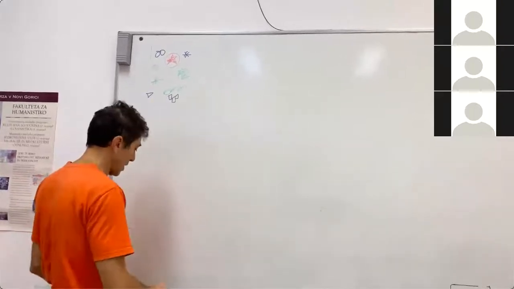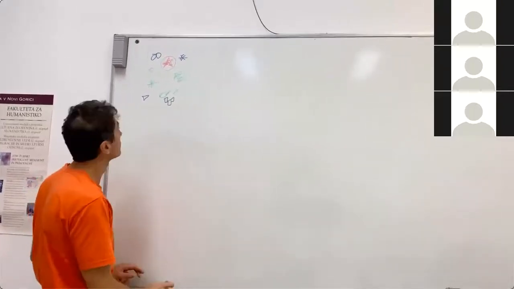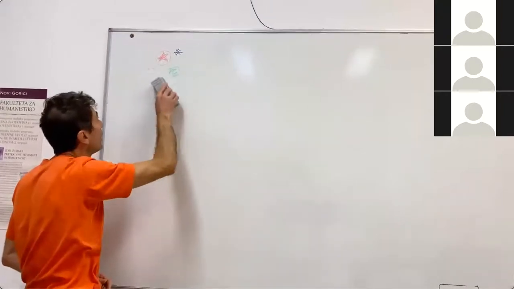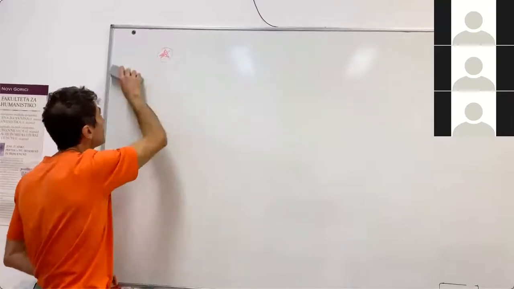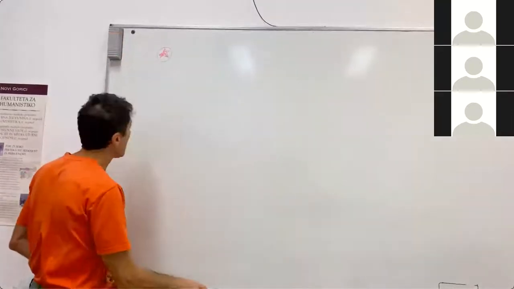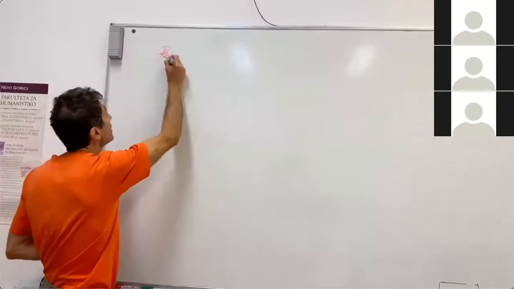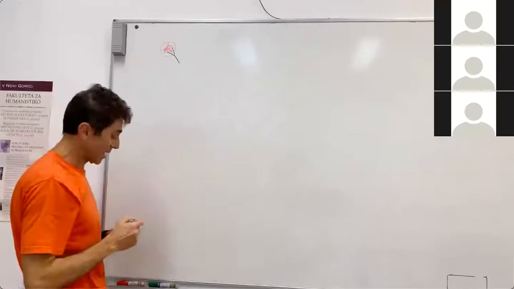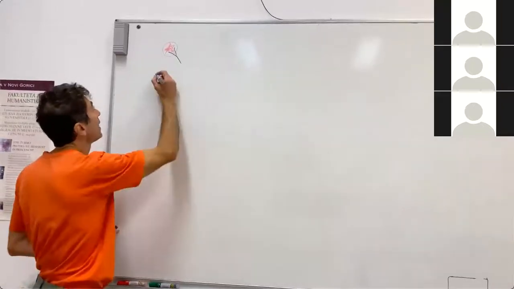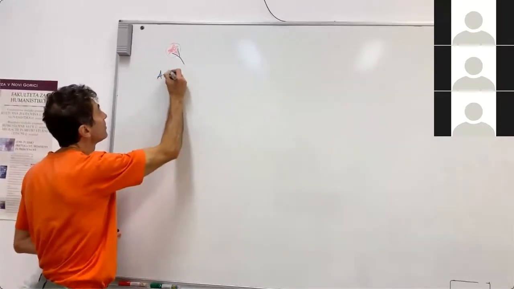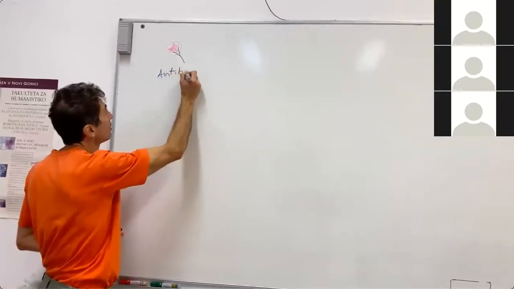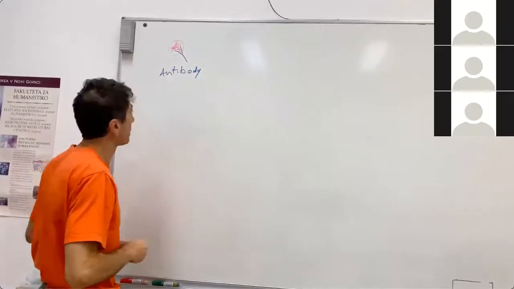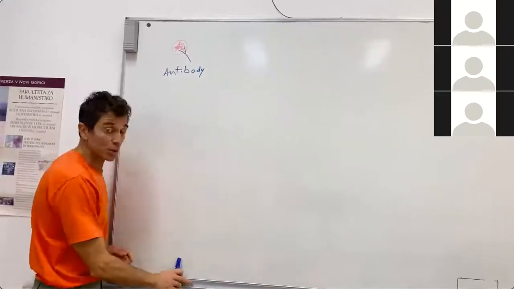So what we need, we say, is a molecule that can somehow eliminate all the background and specifically bind to the target, so the antigen. And it is the antibody. Okay. So far, so good.